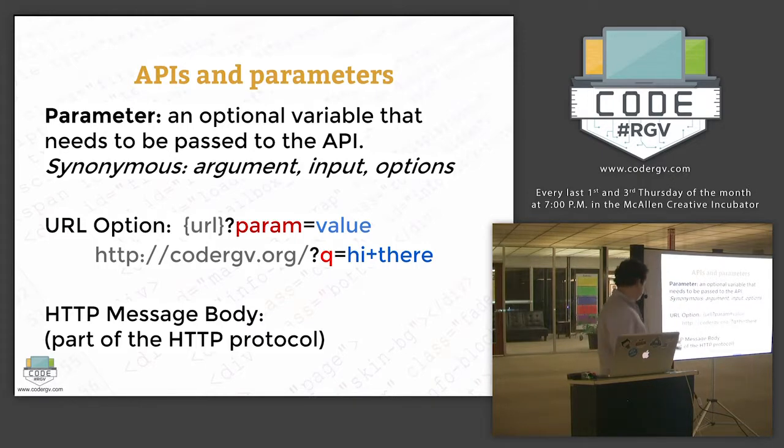And the second way of doing it is by using the message body, but we're not going to do that today. If you want to know how most of the API frameworks work, they're using the message body. It allows you to pass a lot more information, basically.